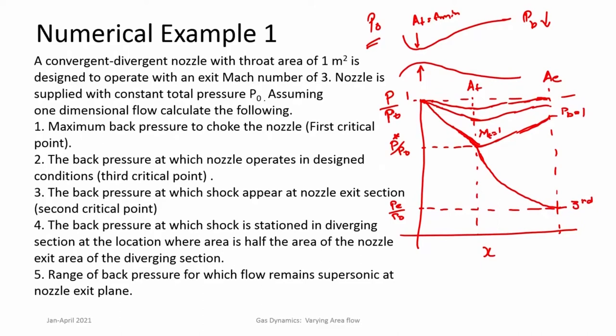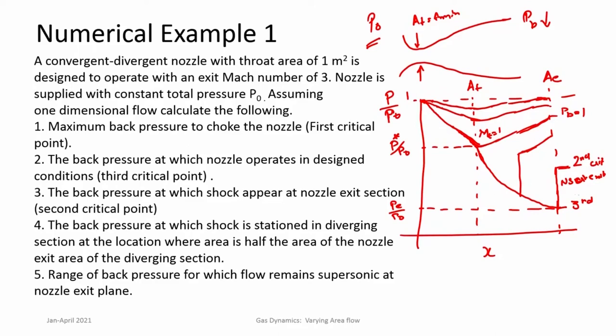While in between the first critical point and third critical point, the back pressures are still high, and they do not support complete supersonic flow all the time. So one case is that the flow expands completely supersonic until the exit of the nozzle, but right at the exit you will have a normal shock. So normal shock at exit, that particular location is the second critical point. In between the second critical point and the first critical point, shock can be located anywhere inside the nozzle. And shock is an entropy generating process, so across the shock there is entropy generation, but after that you can consider an isentropic process again.